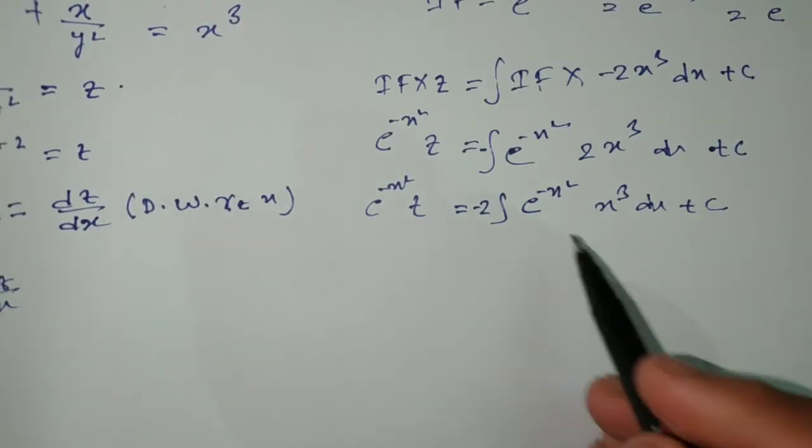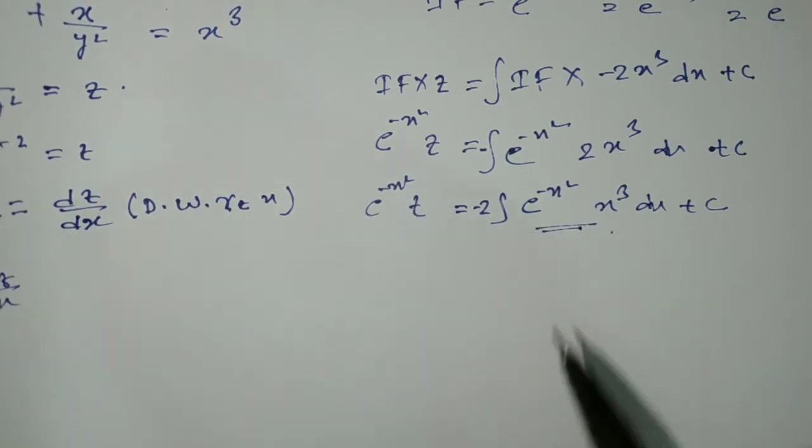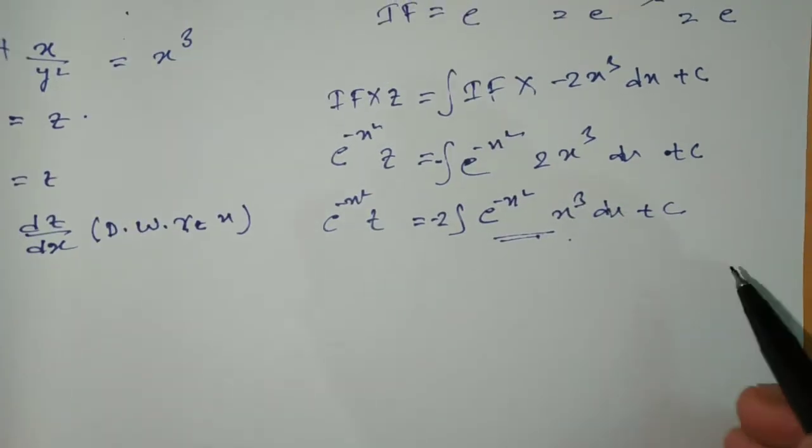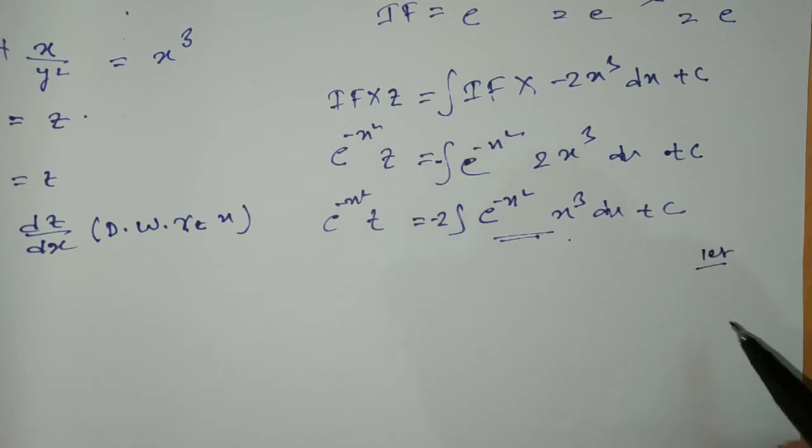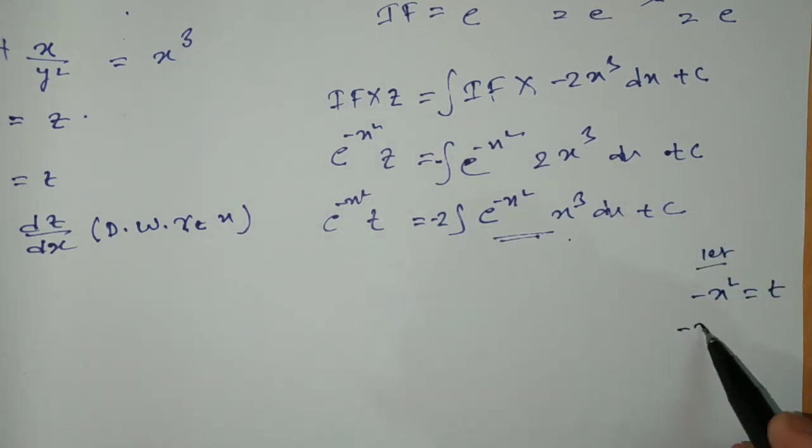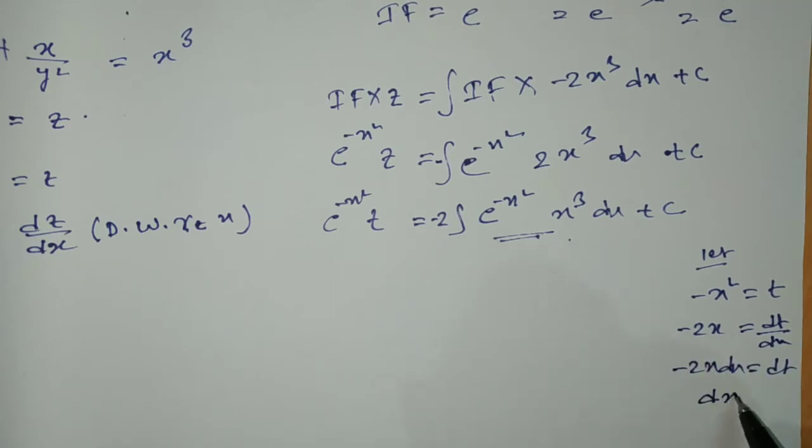Now we have to find this integration. For finding it we have to substitute for x square. So let minus x square equal t. Then minus 2x equals dt upon dx, so minus 2x dx equals dt, and dx will be equal to dt upon minus 2x.